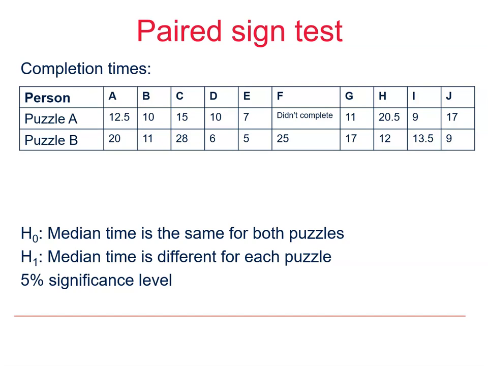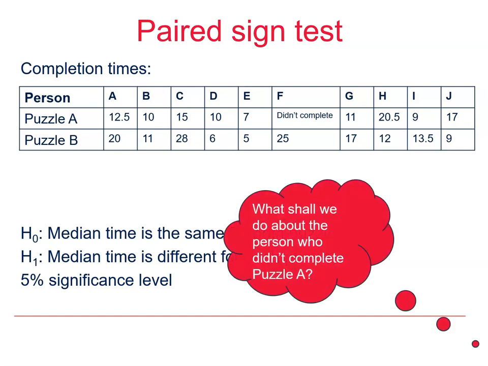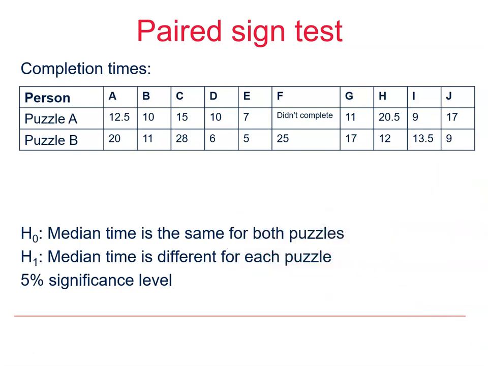However, there's a problem. What shall we do about person F? Pause the video while you make a decision. OK. Well, they didn't finish, so we don't have a time for them. We could reasonably say that they took a very long time, longer than anybody else. And as we're only interested in ranks, we can just rank them as 10th.